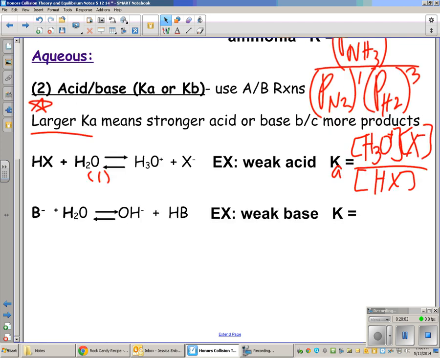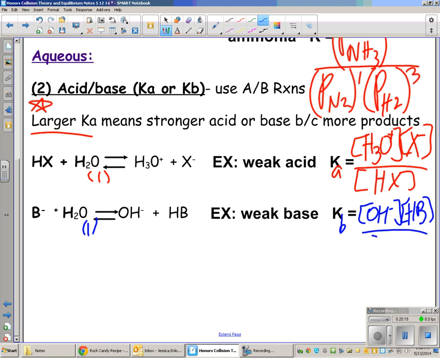All right, look at my random Kb here, my B expression. Looking at this one, what do you want your Kb to be? This is still pure liquid water here. Concentration of hydroxide times concentration of HB, I hear you, keep going, of B minus, right? So water is excluded again. So still, products over reactants, we just call it different things, so don't be like, I don't know what Kb is, because you really do. It's still the same setup.